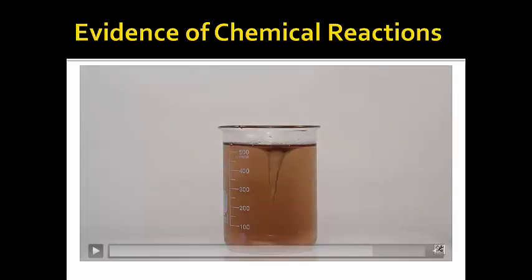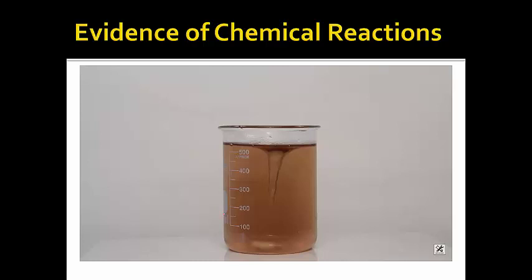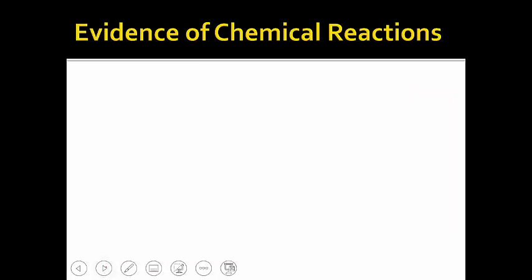Okay, so what sign was shown there as a sign of a chemical reaction? That's right, it was a color change, right? So that was a rainbow reaction, pretty cool. It goes from the dark purple all the way up to a light, rusty orange color. You can see there. Okay, how about in this one?